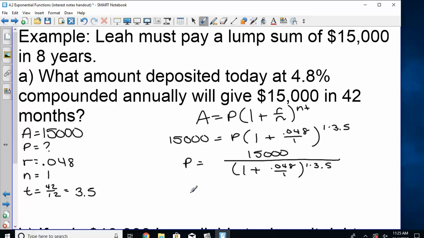Should this amount be bigger or smaller than 15,000? If you need 15,000 in the future, right now you have less money. So I got $12,729.95. Any questions on that?